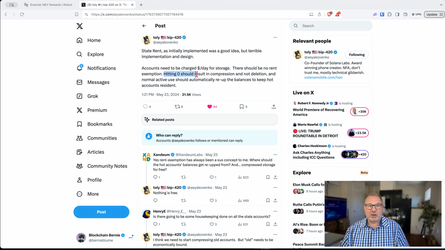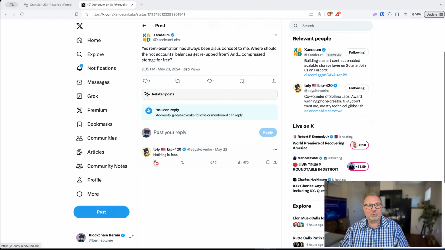Hitting zero. So when you take out the money, whatever you deposited there should result in compression and not deletion. And normal active users should automatically re-up the balances to keep hot accounts resident. So I was asking him a few questions here. Yes, rent exemption has always been a sus concept to me. Where should the hot accounts balances get re-upped from? So that's an open question. So he probably means the users have to re-up it, but I just wanted to know here, what does he mean auto re-upped?